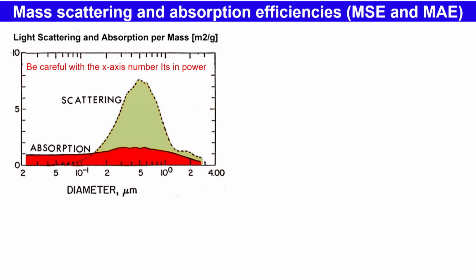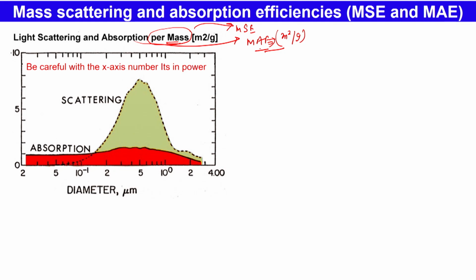This is a very important slide. This is light scattering and absorption per unit mass. This is another very important parameter. If it is light scattering, it is called mass scattering efficiency, and when we talk about absorption, it is called mass absorption efficiency. This is per unit mass of the particle, so the unit will be meter square per gram. Just remember this one.